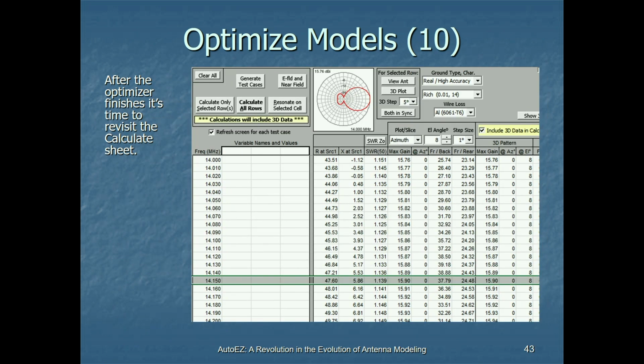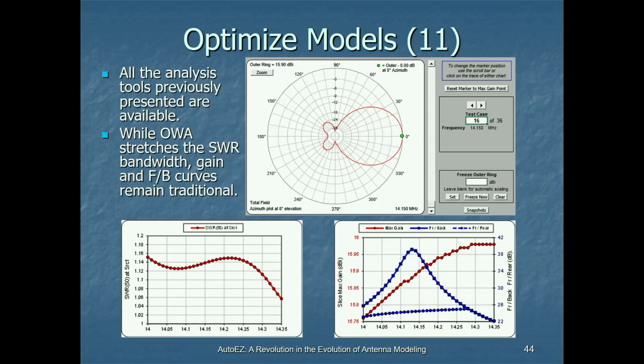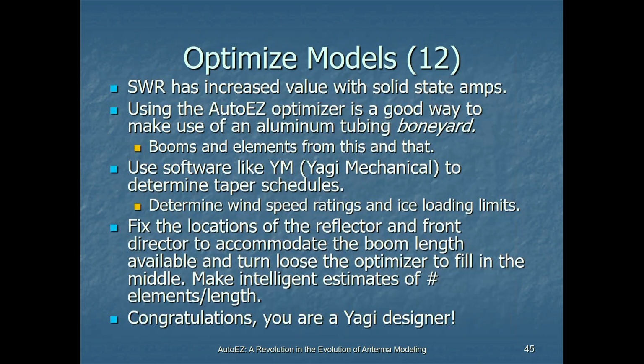After you're done optimizing, you go back to the calculate sheet. And then, of course, here we have the pattern sheet. You can run all the patterns. From the triple sheet, we have the SWR graph. Even though it looks high, the highest SWR there is like 1.16, so it's still relatively low. Then the gain and the front to back ratio.